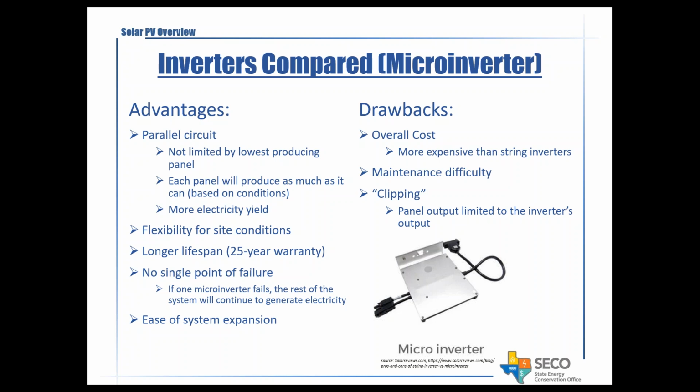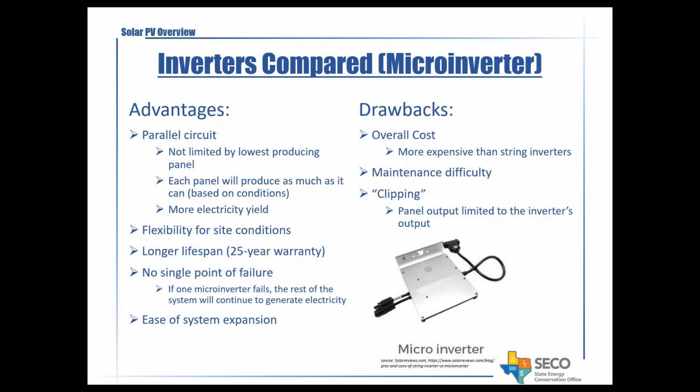And there's no single point of failure. So as I mentioned earlier as well, if one of them fails, the rest of the system will actually continue to generate electricity. And you'll actually be able to see that on your monitoring system, which panel specifically or which inverter is out. And so you can address that, but the rest of the system will stay online if one goes down. So that's a huge advantage in my mind.